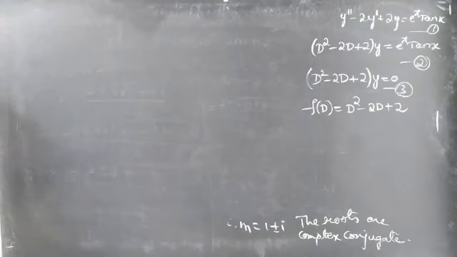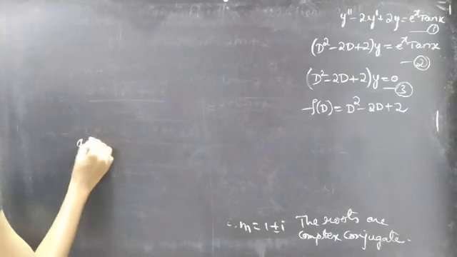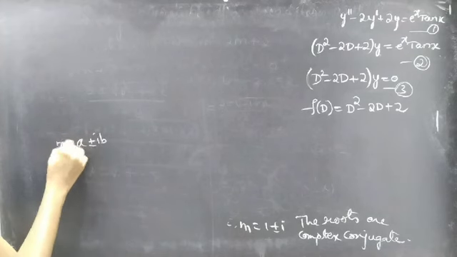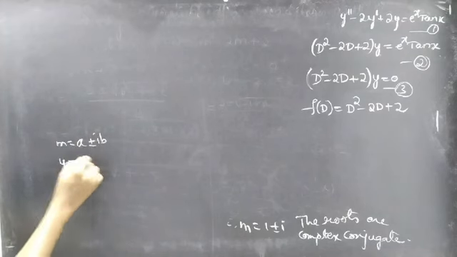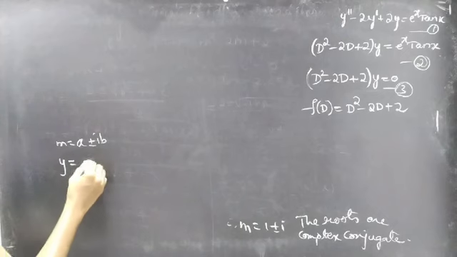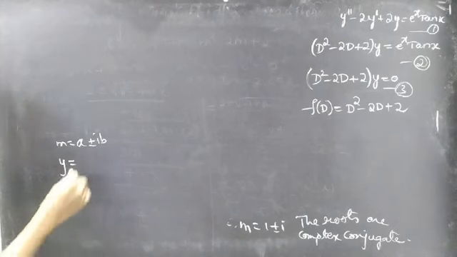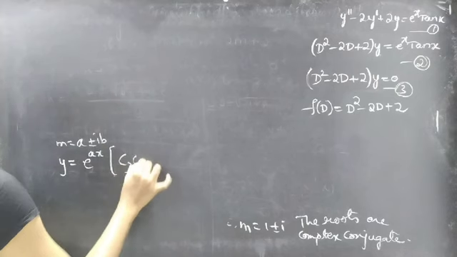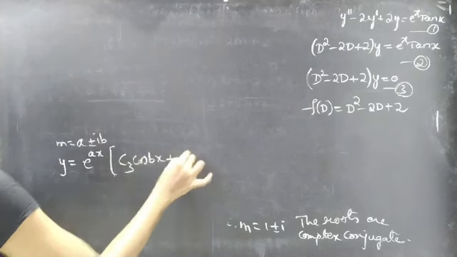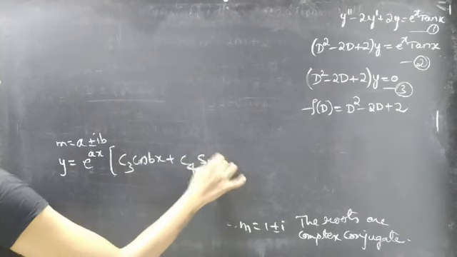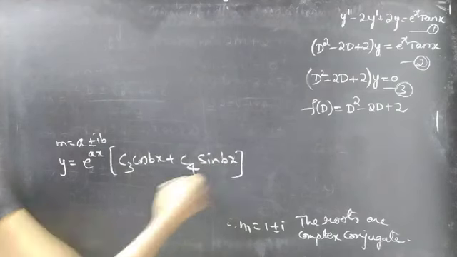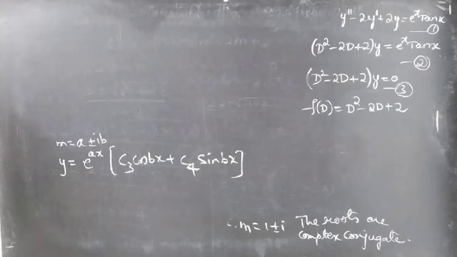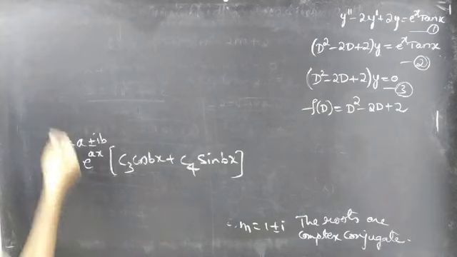We know that when two roots are complex conjugates, say a plus or minus ib, then the solution to the homogeneous equation looks like y equal to e power ax into one constant into cos bx plus another constant into sin bx. Here I am taking c3, c4 instead of c1 and c2 because I want c1 and c2 to appear in the last general solution, right? Now coming to our solution.